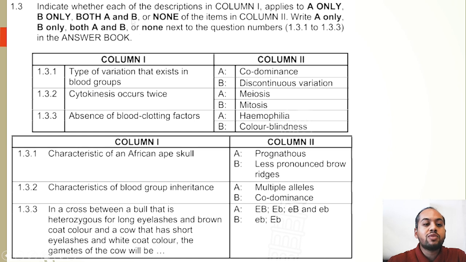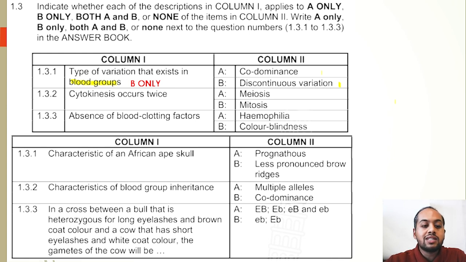We will indicate whether each of the following descriptions in column 1 applies to A only, B only, both A and B, or none. 1.3.1. The type of variation that exists in blood groups, codominance and discontinuous variation. Does it occur in blood groups? No, only B. Discontinuous variation is going to occur in blood groups.